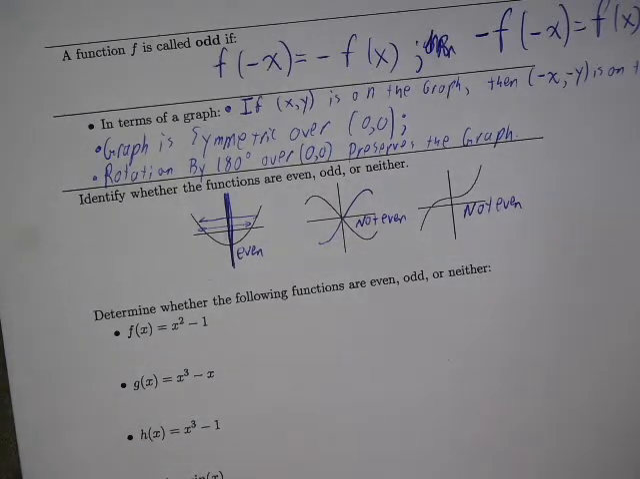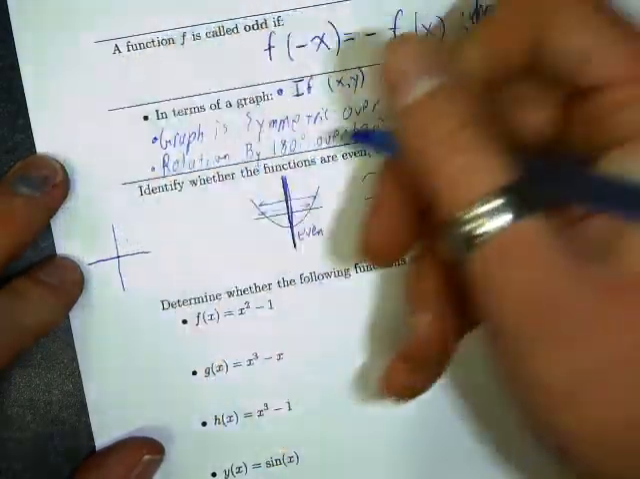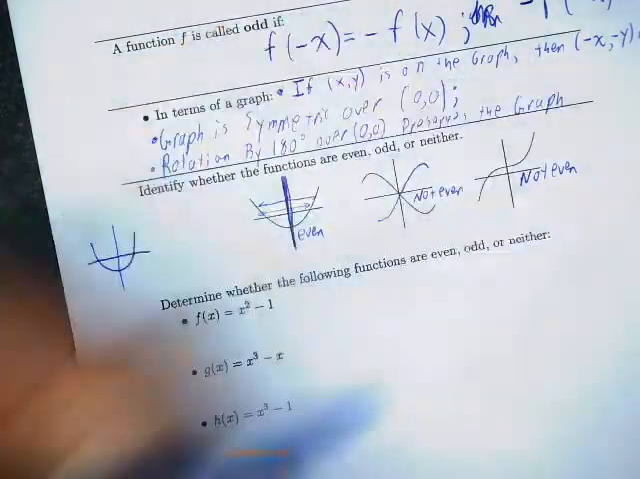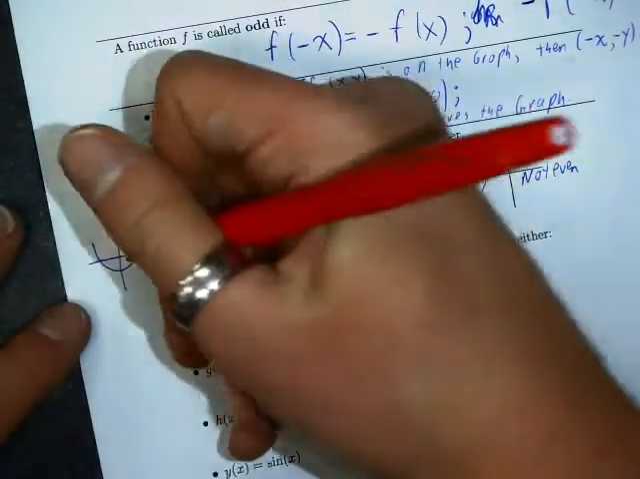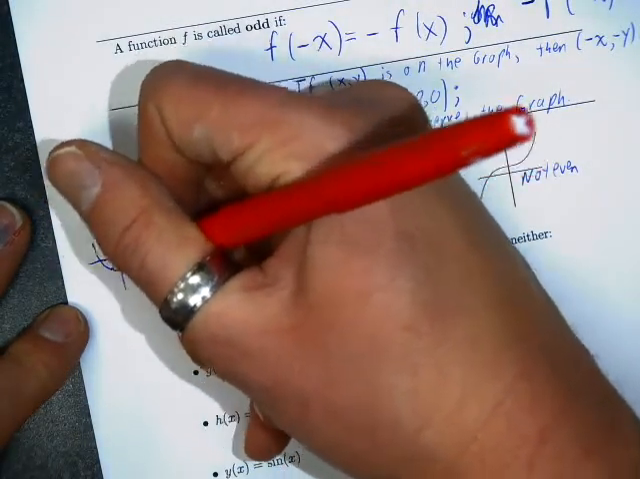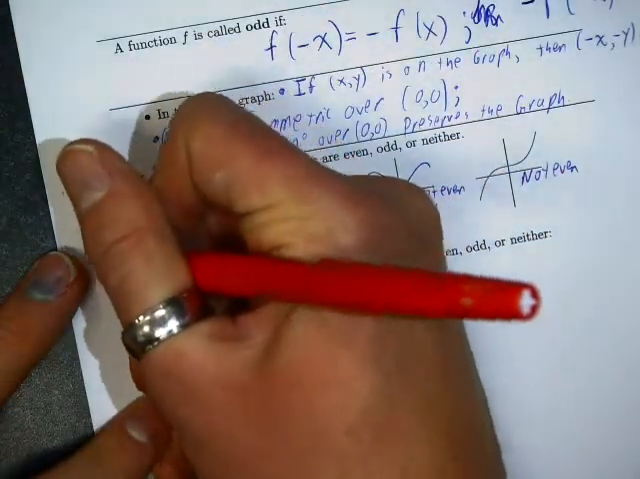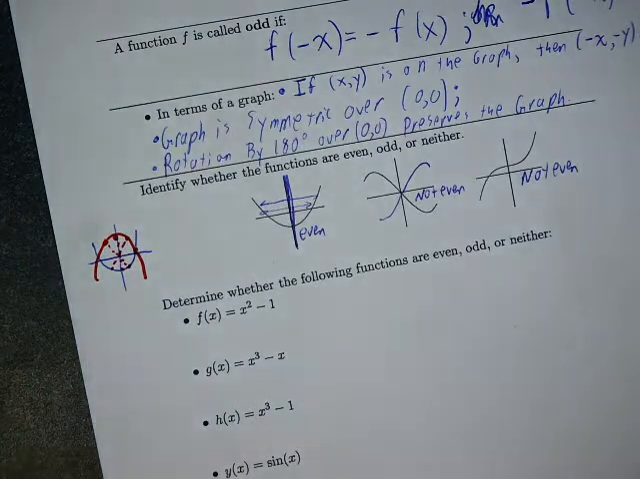And I'll reflect it over the origin two different ways. So here's one way. I need to take each point on the graph, and I'll push it directly over the origin to get a new point. And I'll do that for all of the points on the graph. Eventually I'll wind up with something like this. Is that the same graph as you started with? No, it's a new graph. So is this function odd? No.